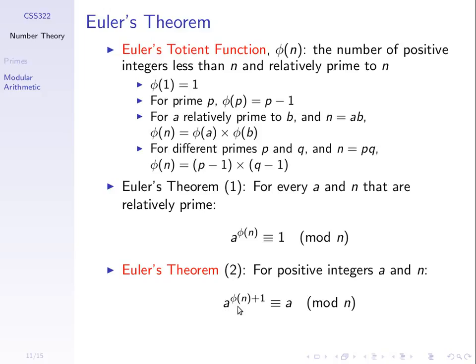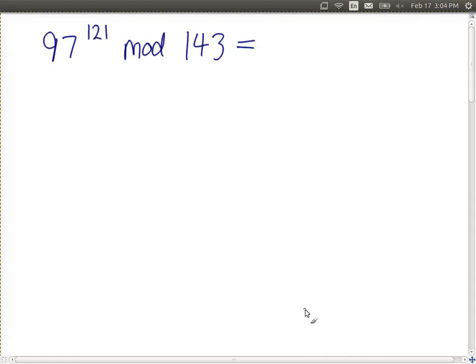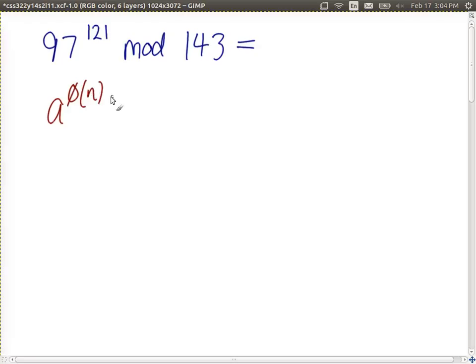If we look at the second form, it tells us if we have some number A, raise it to some power, the totient of n plus 1, and we mod by n, then the result will be the A again, the base. Does this statement match that theorem? I'll just write what Euler's theorem was. Remember when we say they're equivalent in mod n in brackets, it's the same as saying we mod one number by n, we get the A here.